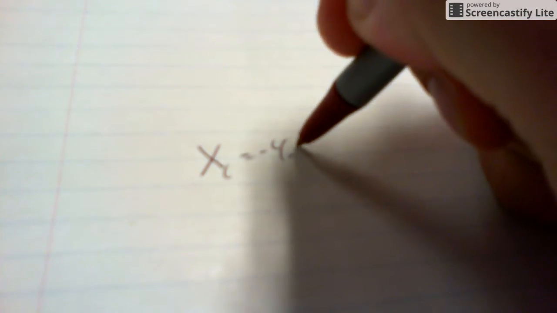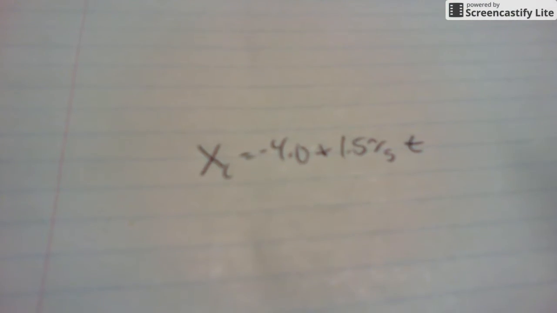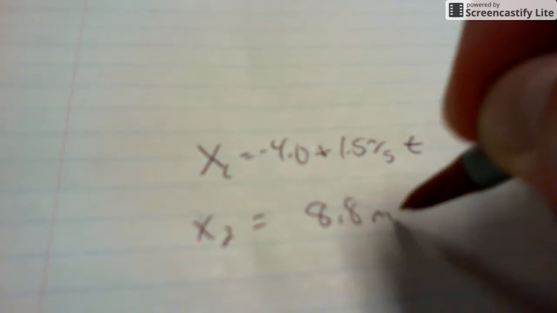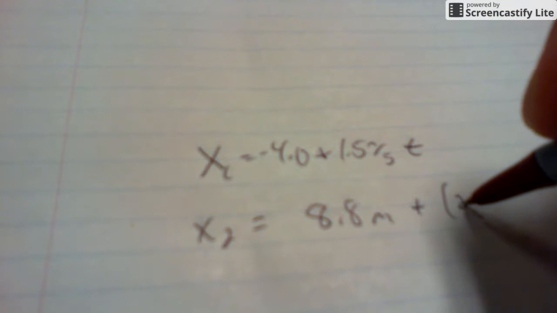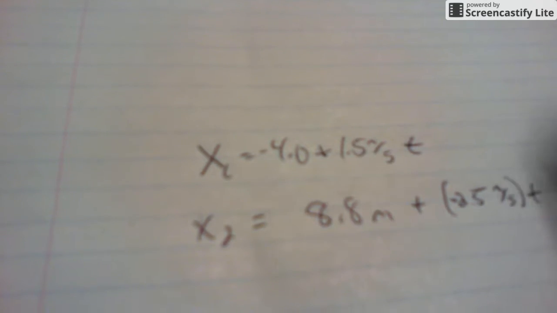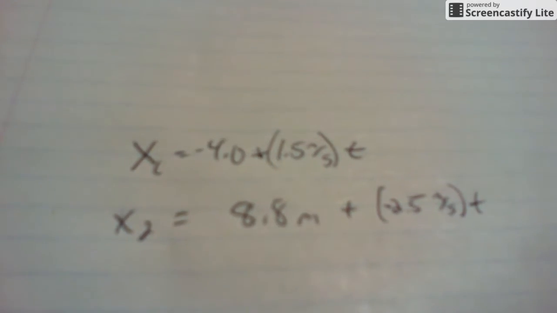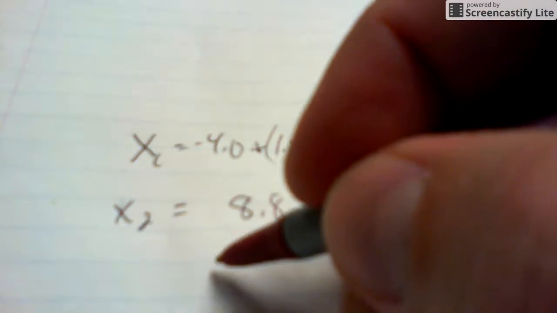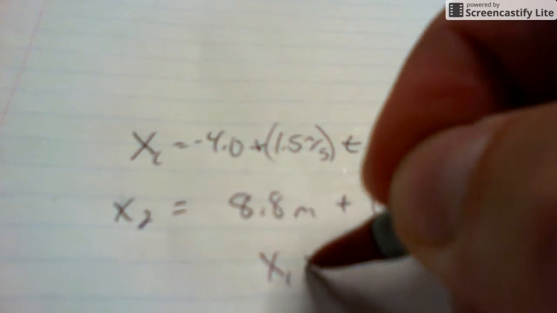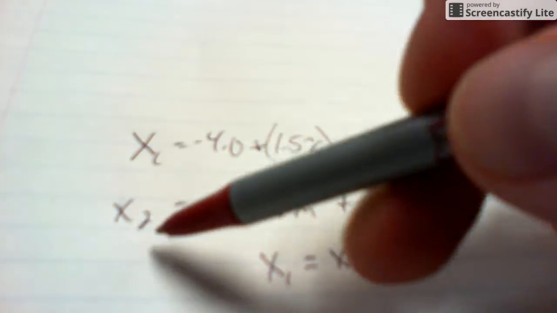x1 is equal to negative 4.0 plus 1.5 meters per second times t. Second equation, x2 is equal to 8.8 meters plus negative 2.5 meters per second multiplied by t. I'll put these in parentheses here so we're a little bit more clear. Now, we're asking when these two vehicles are colliding.